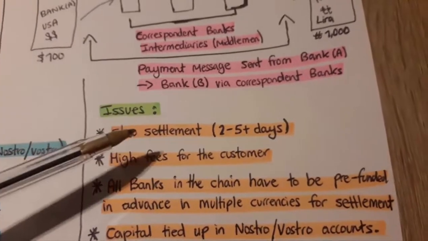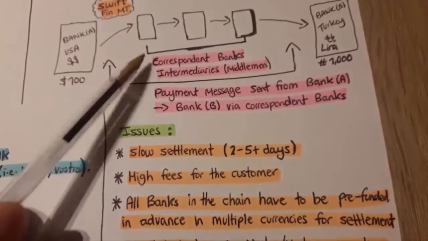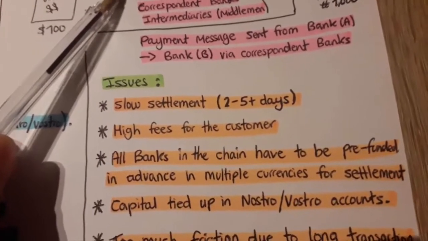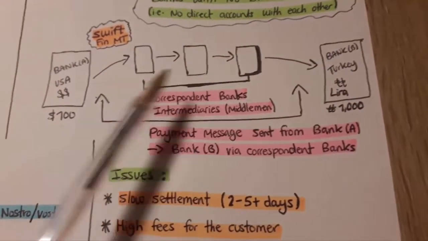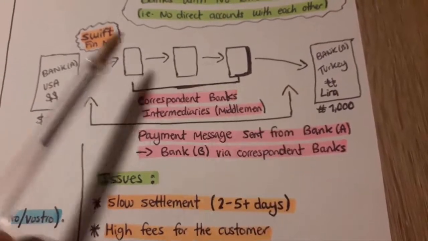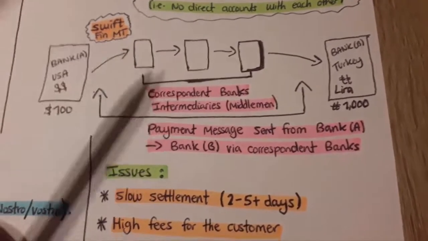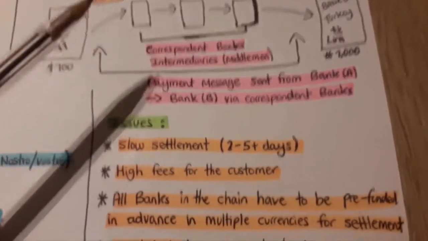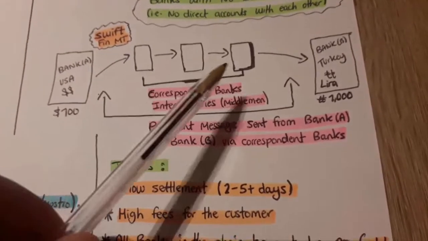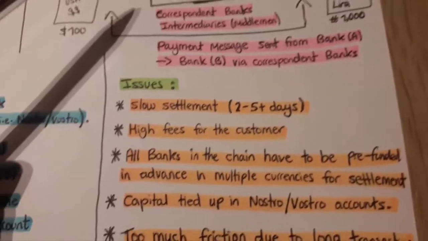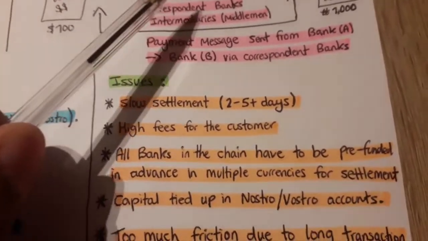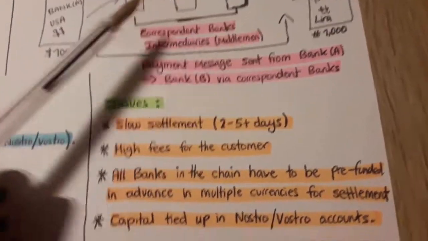All banks in the chain have to be pre-funded in advance. So they have to be pre-funded in advance in multiple currencies for settlement. It's important that the accounts are already pre-funded so that the accounting can happen of the crediting and debiting. So banks have to have each bank pre-funded in their local currencies, and that means there's going to be lots of capital tied up in nostro and vostro accounts.